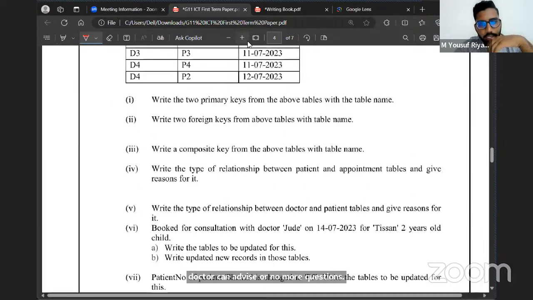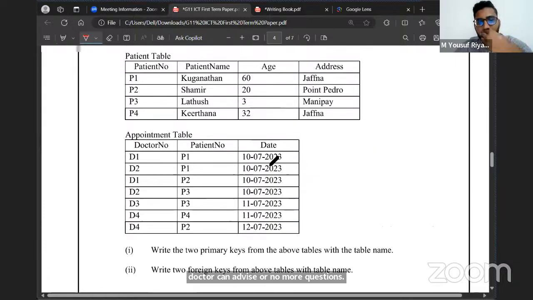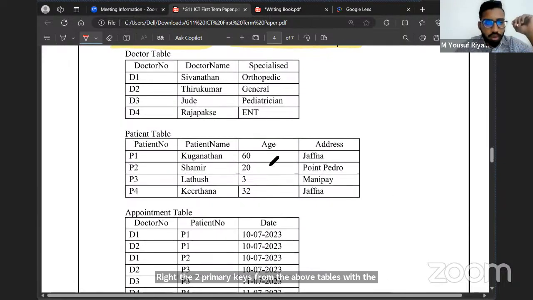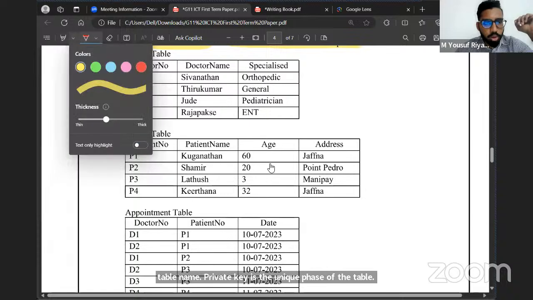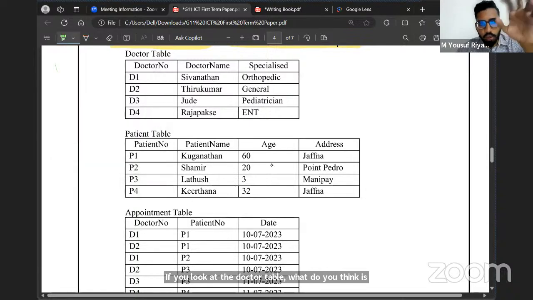Write the 2 primary keys from the above tables with the table name. Primary keys are the unique fields of a table. If you look at the doctor table, what do you think is the most suitable primary key? Is it doctor number, doctor name, or specialization?